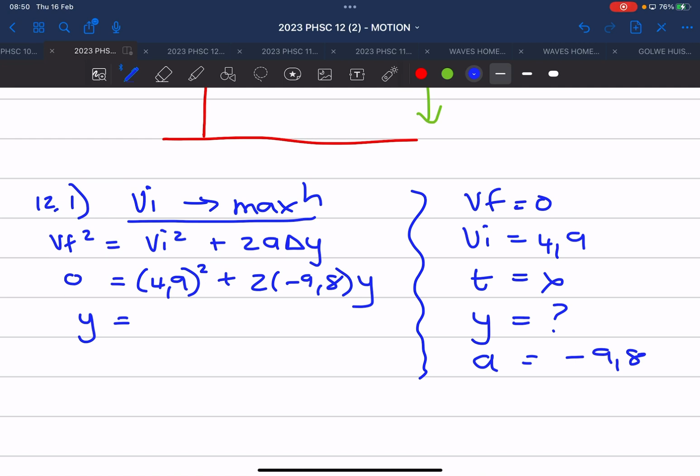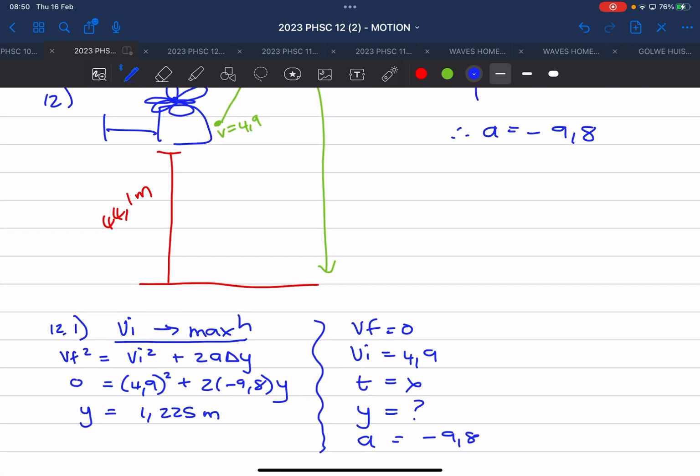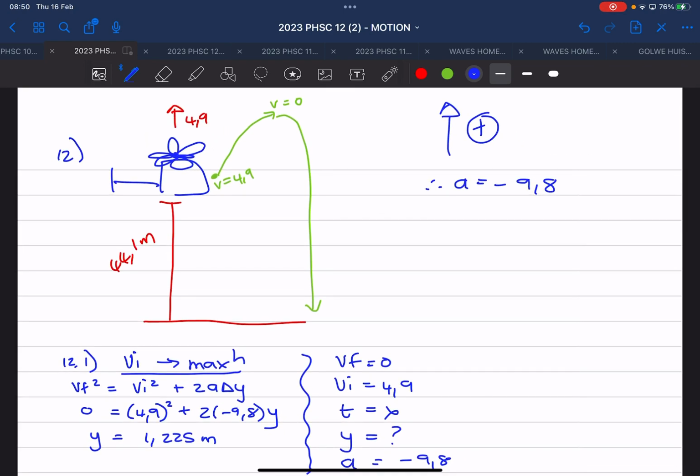Yes, Princess? It's not, it's 1.225. 1.225 meters. Okay, so what did we just calculate? We calculated how it went from there to there is 1.225 meters. But is that the entire height from the ground? No. So you're going to take this and you're going to add it to 44.1 meters.